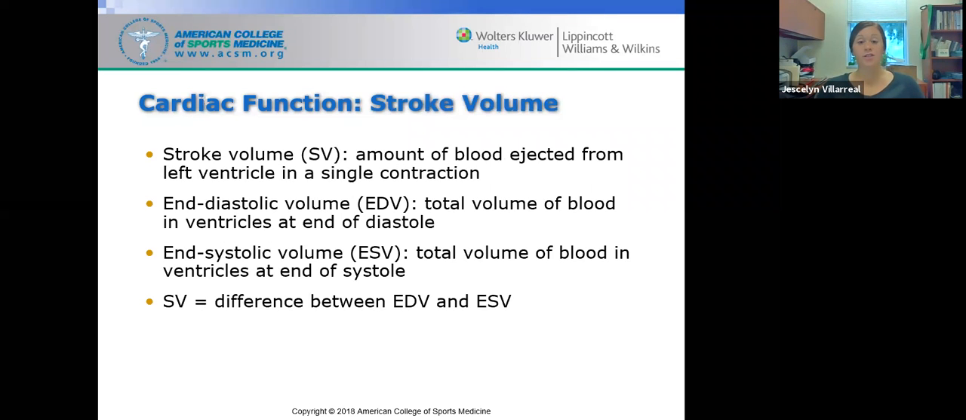Cardiac function again, now we're looking at stroke volume. The definition is the amount of blood ejected from the left ventricle in one single contraction. And it increases with exercise. You have end-diastolic volume and end-systolic volume. The stroke volume is the difference between those. Diastole is also known as relaxation.